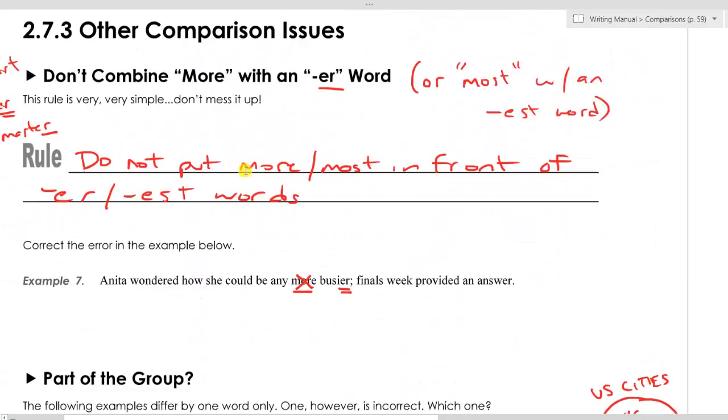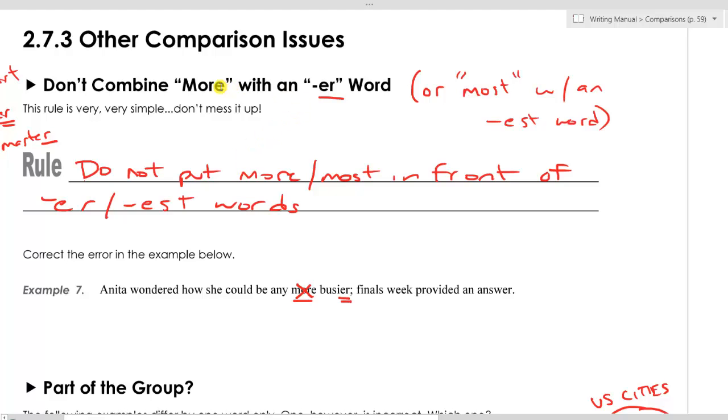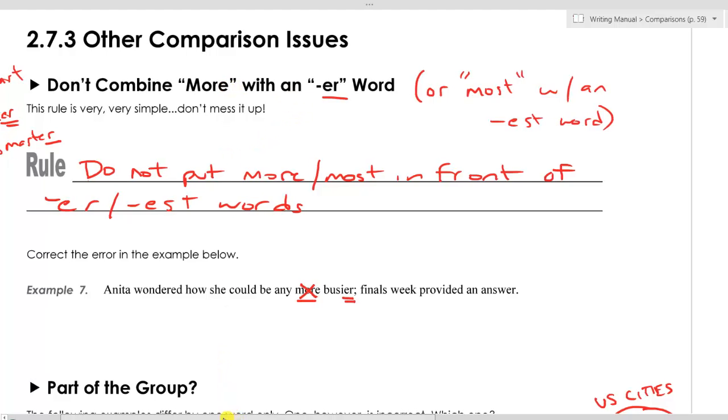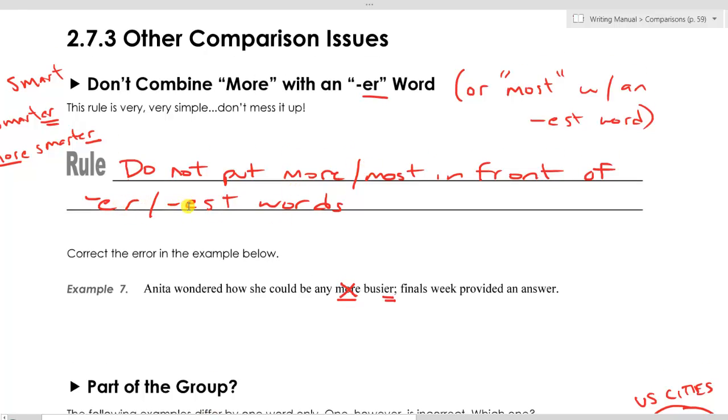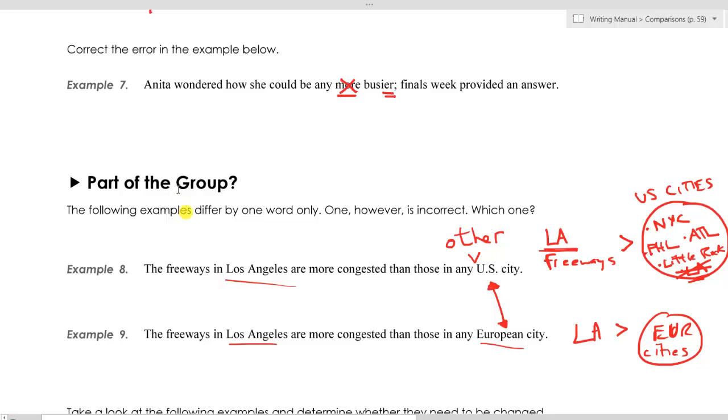And then we have these other little comparison issues. Don't be redundant. Don't put a "more" or "most" in front of an ER or EST word. And make sure that if you spot a comparison between something and a group that something is part of, you might need to use the word "other" to distinguish that thing from the other members of the group, so that you don't unintentionally compare the thing to itself. And that is all for comparisons.